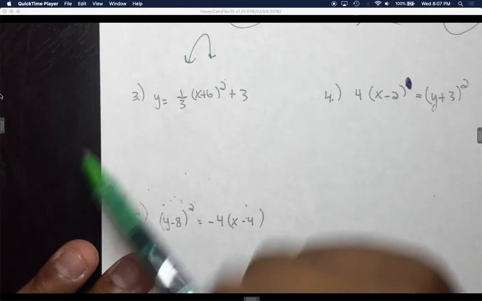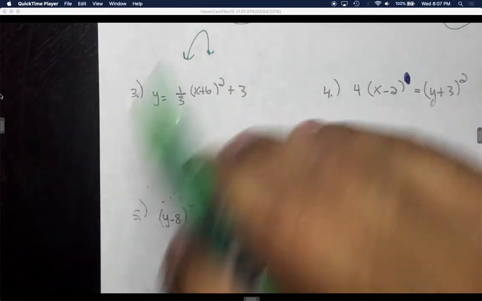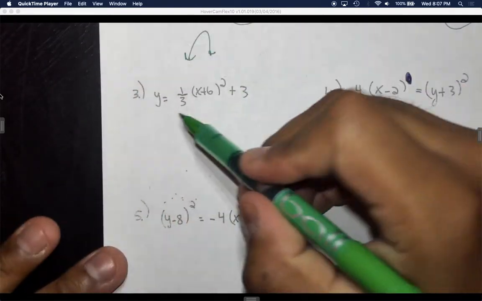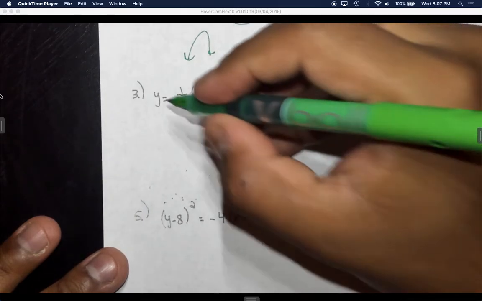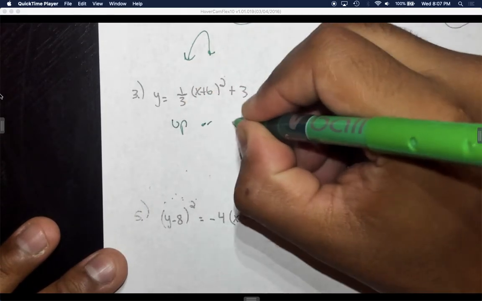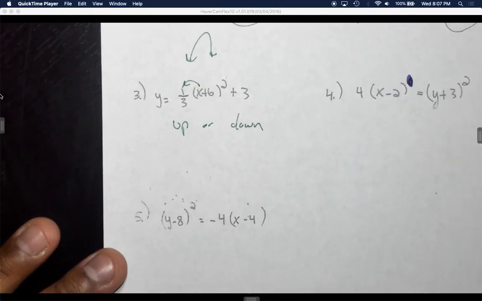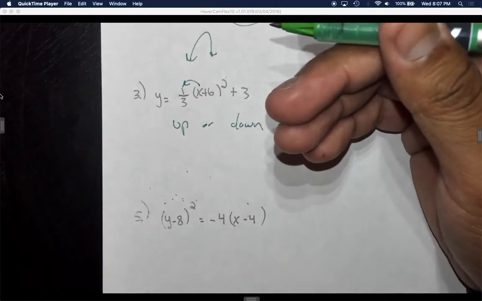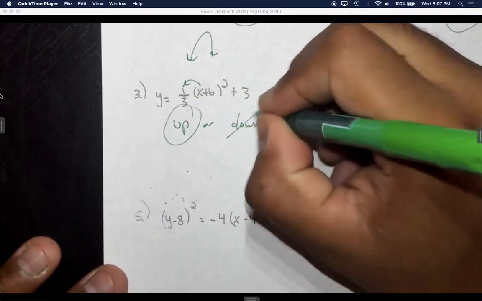Let's look at this problem. Notice you have all this junk of stuff. Now again, when you're just focusing on going up, down, left, or right, just focus on the variables. Is your y getting squared? No. Is your x getting squared? Yes. That means it's going up or down. Now look for the number in front of the h. It is 1/3. Now remember, it doesn't matter if it's a fraction, just whether it's positive or negative. That's positive, so it's going to go in the positive direction, which is up.